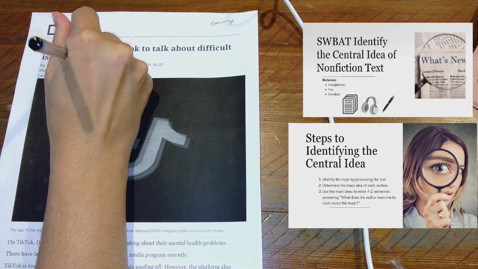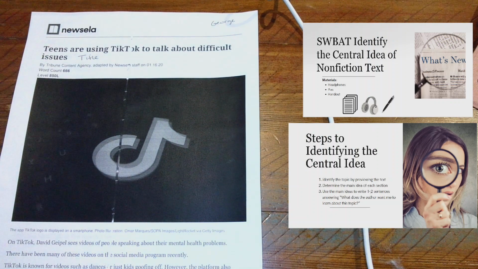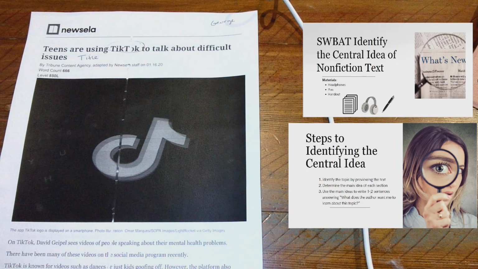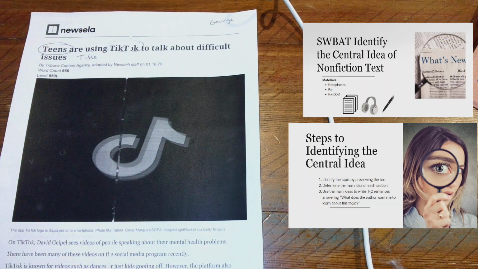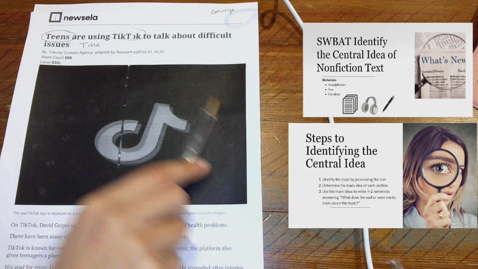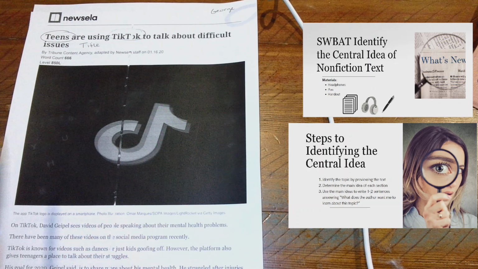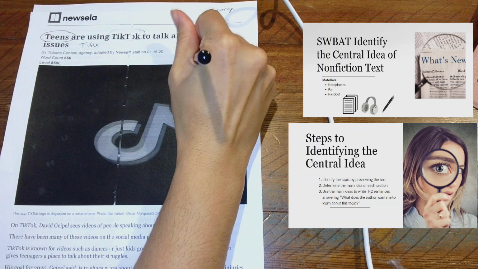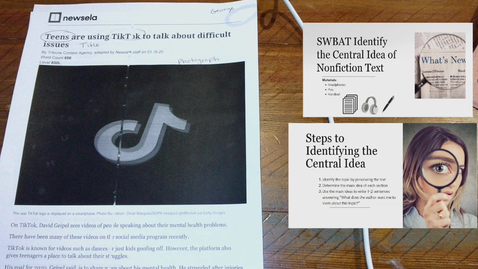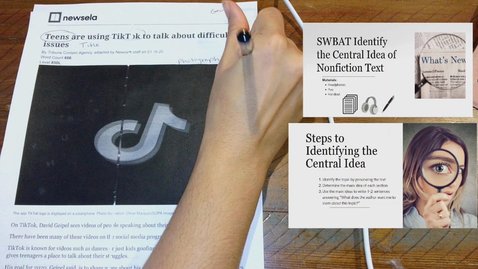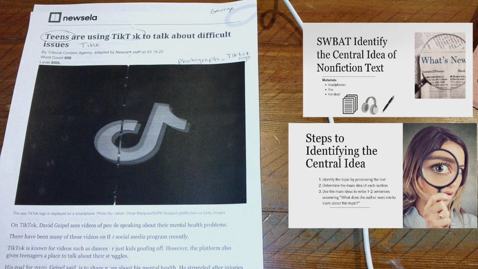I'm going to go ahead and just label this title, and I'm going to circle the topic, which I see: TikTok and teens. The next thing I'm looking at are images. So we have this big picture in the middle with the TikTok logo. So this text feature is a photograph. So we're going to write photograph, and we're also going to write down what we see. TikTok logo.